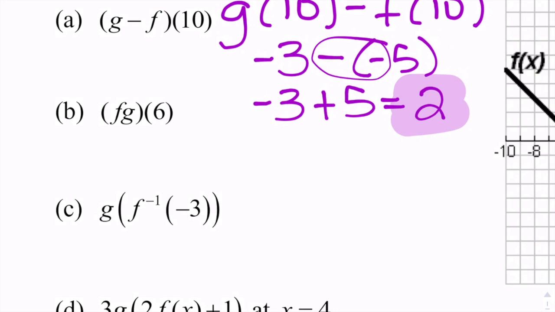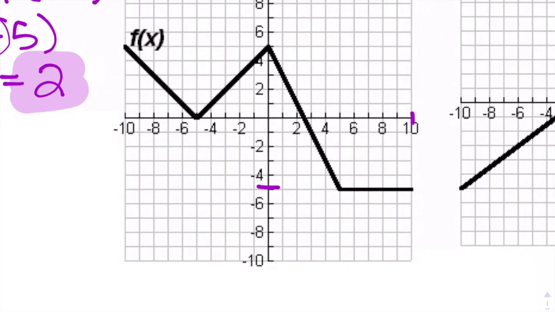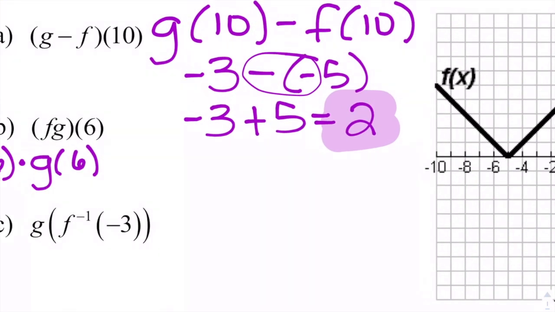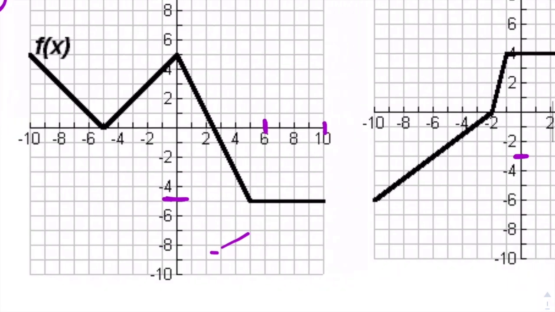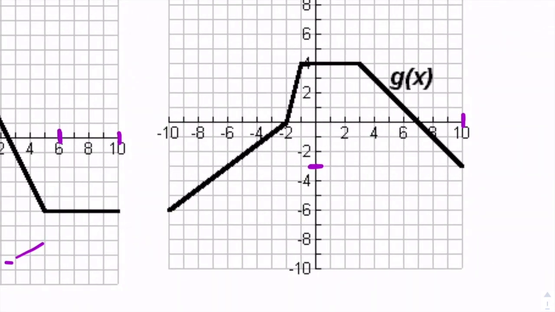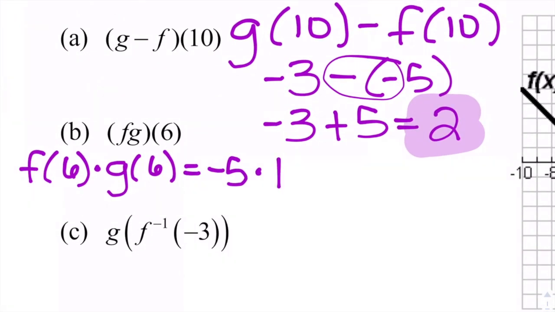And then here we have f times g of 6. It's saying f of 6 times g of 6. And so if we go evaluate f of 6, at x is 6, we're right here at negative 5, times, now we go to g of 6, and so at x is 6, we're right here at positive 1, and so negative 5 times 1 is negative 5 as our answer.